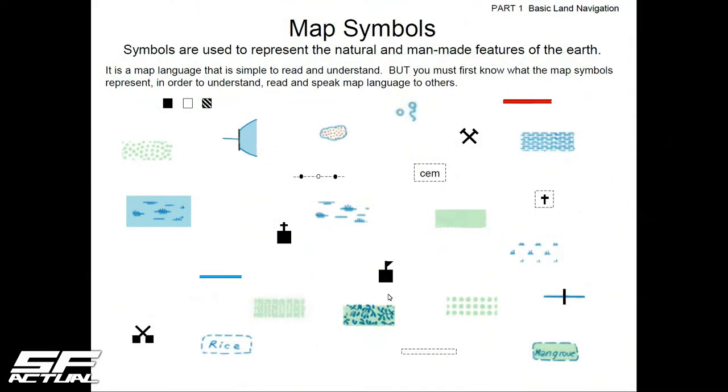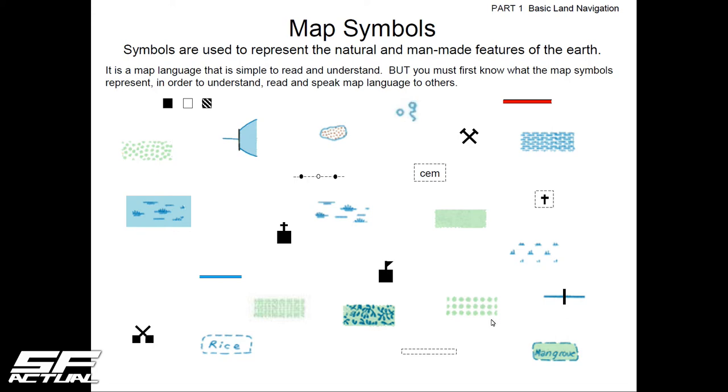All right, so real quick over maps and symbols. It is a map's language that is simple to read and understand, but you first must know the map symbols they represent in order to understand, read, and speak a map's language. Some of these you can probably already tell right off the bat. That looks like swamp. That looks like vegetation. You remember the colors we were talking about.